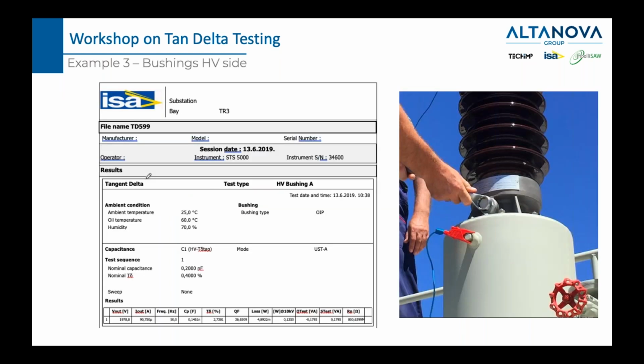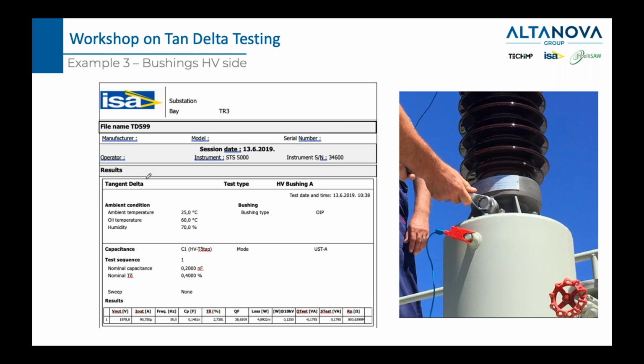Now, the third example is quite interesting. This will now lead us to the next part, which will be frequency sweep, but also voltage sweep. Sweeps means change. So we pass through different values of frequency or voltage, and we measure tan delta on different frequencies or different voltages. Only one of these two. We don't do both at the same time.